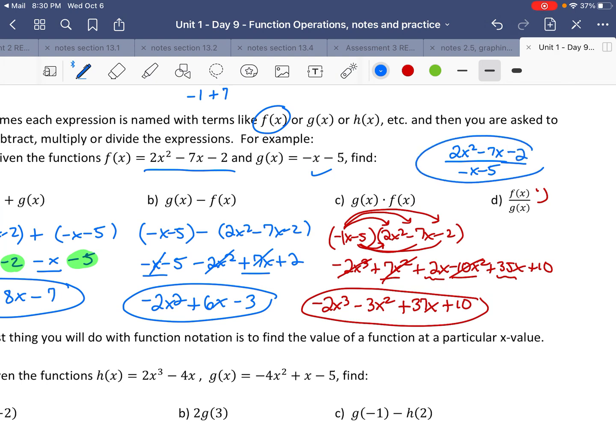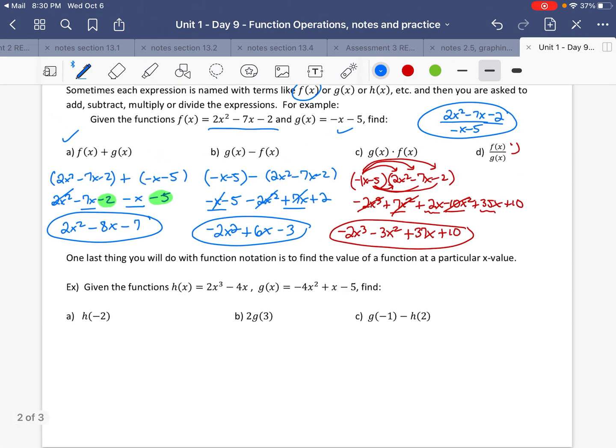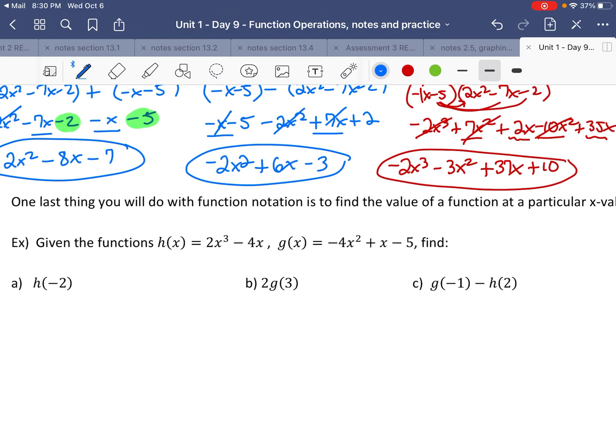Okay, so that's it. Now down here, last thing. You should have seen this in Algebra 1. This is where you're plugging in numbers. So when somebody says to you h of negative 2, this is why we have function notation, because it means to plug in negative 2 for all the x's.